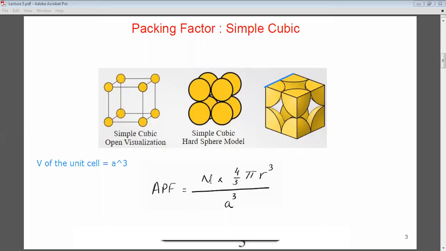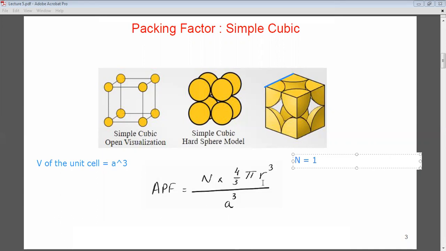So the atomic packing factor is N. What is N in case of a cubic P? What is N in case of a simple cubic or a cubic P? N is 1, if you remember. What is N? N is the number of atoms per unit cell. And in a simple cubic, if you look here, it's very clear. We have 8 corners, and each corner shares 1/8 of a sphere. So we have 1. So N is equal to 1. We are done with this. We have the volume of the unit cell is a cube. Okay.